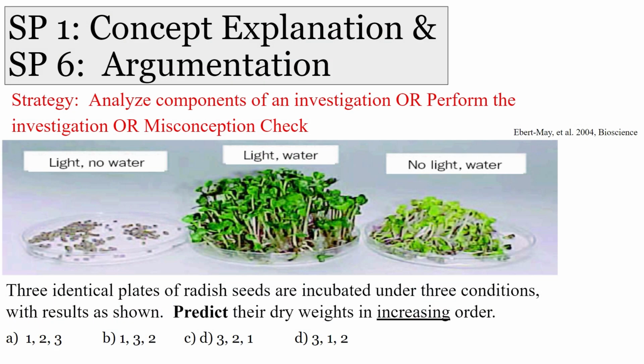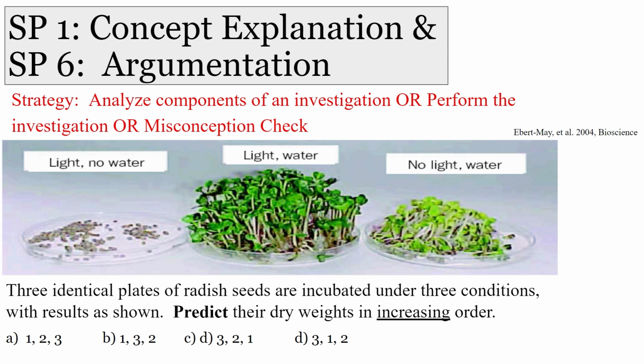So analyze components of an investigation. You could talk about this as an investigation and ask the students, what are we using here as a positive control, or what is the negative control? Or you can perform the investigation, you can do it as a misconception check, but this question is phenomenal. 3 identical plates of radish seeds are incubated under 3 different conditions with the results as shown. So light with no water, light and water, no light and water. And then ask the students to predict, we're at science practice 6 here also, predict the dry weights in increasing order.